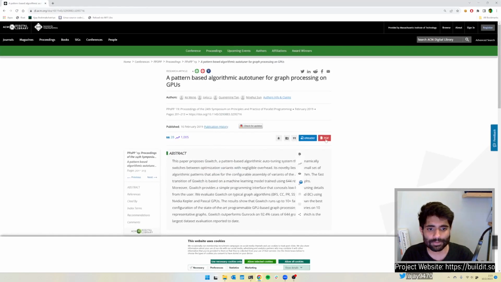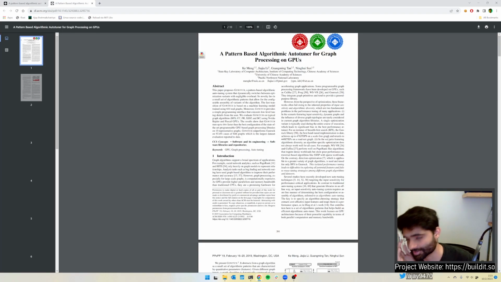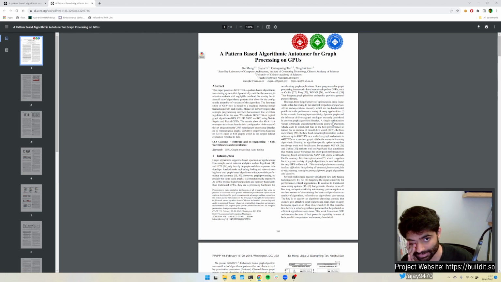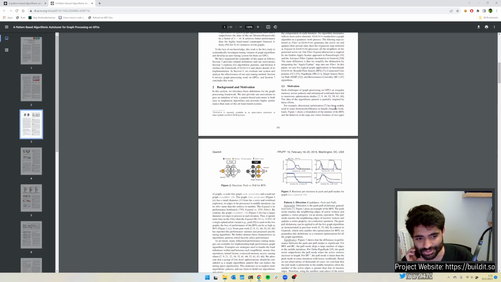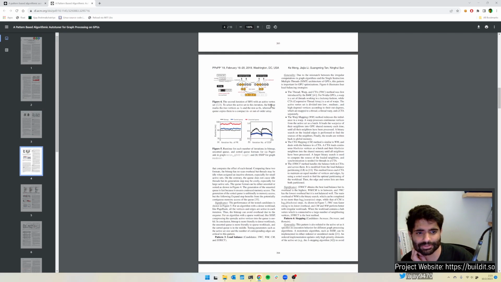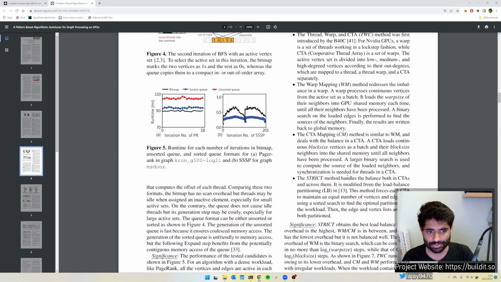So this is one of the papers that we compared against, and it actually motivates a lot of these strategies. This paper is a really interesting piece of work, by the way: a pattern-based algorithmic autotuner for graph processing on GPUs. The system is called G Switch. If you have some time, check out their load balancing section. They talk about different strategies that you can use to load balance the kernels that you're running.